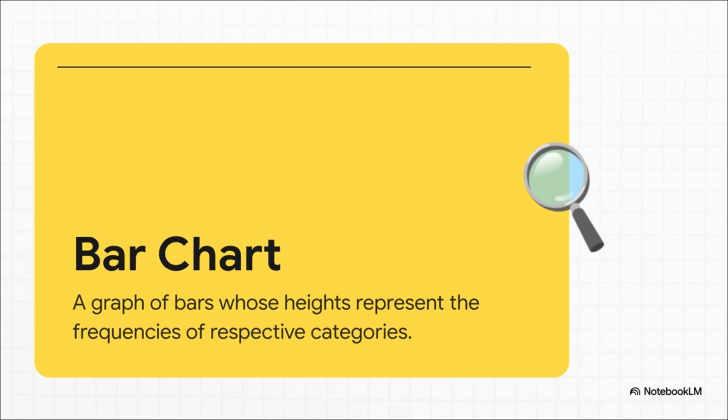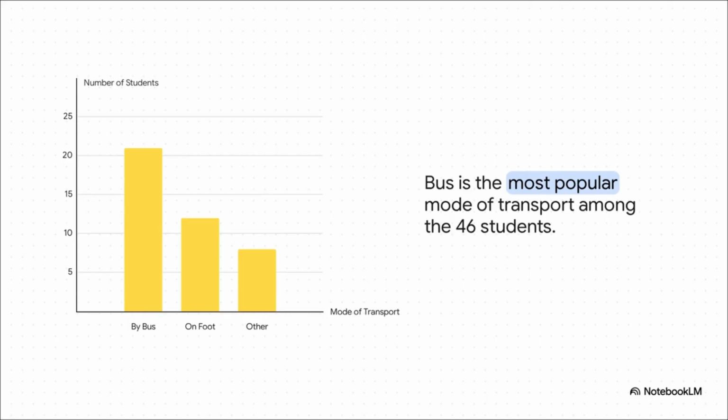The logic here is just so beautifully straightforward. The taller the bar, the more stuff is in that category. It's a super intuitive way to compare different groups with just a quick glance. And look at this. See how instantly clear everything becomes? We're looking at 46 commuting students here, and your eyes are immediately drawn to that tallest bar. There's no counting, no guesswork. We know right away the bus is the most popular choice. That is the power of a good visual.